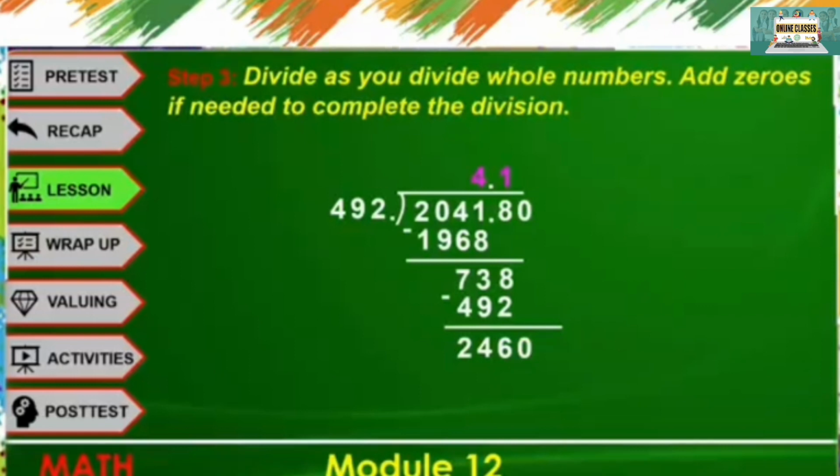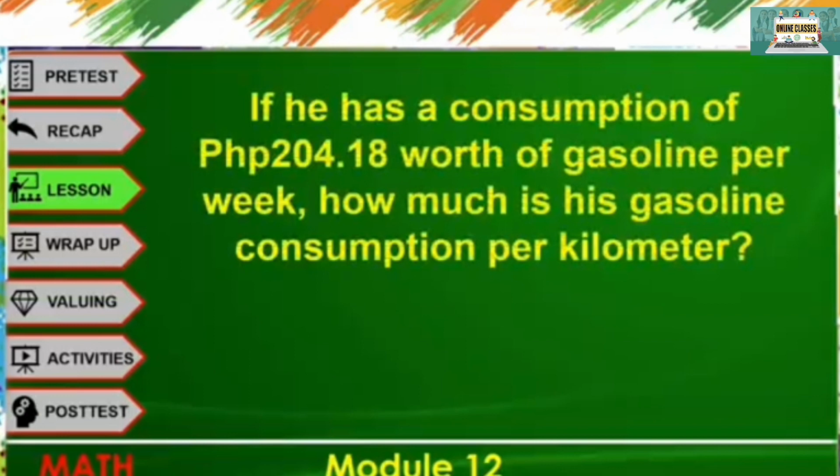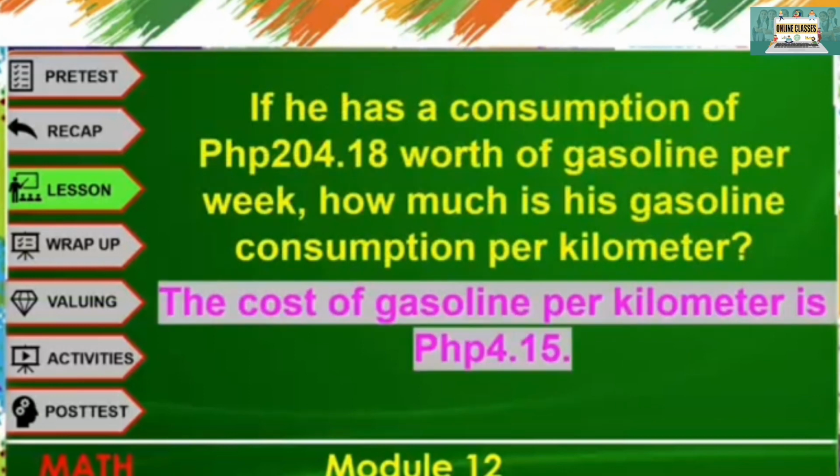Bring down 0. 2460 divided by 492 will give you 5. So 5 times 492 is equal to 2460. 2460 minus 2460 is equal to 0. Therefore, the cost of gasoline per kilometer is 4 pesos and 15 centavos.